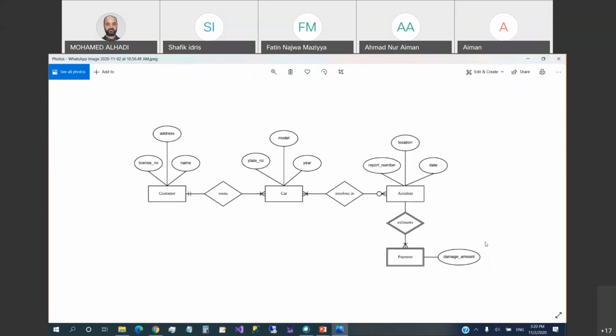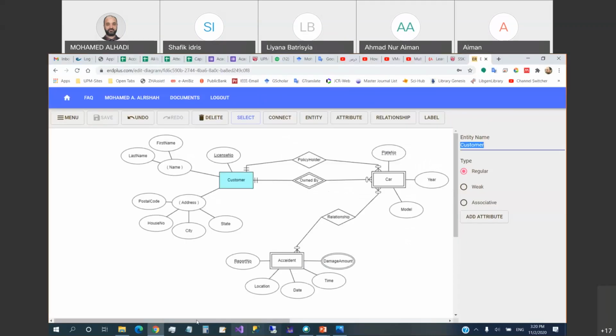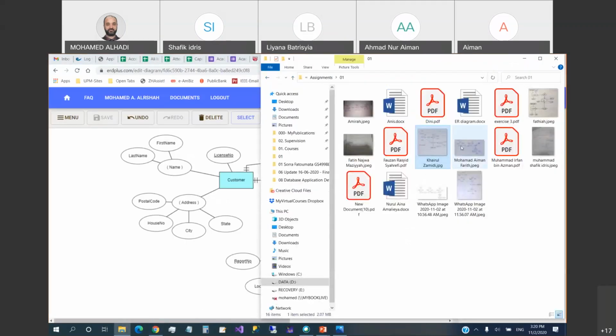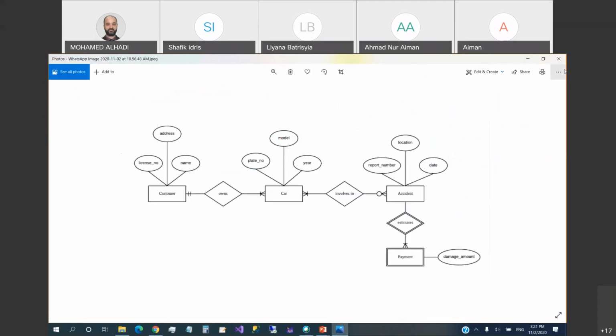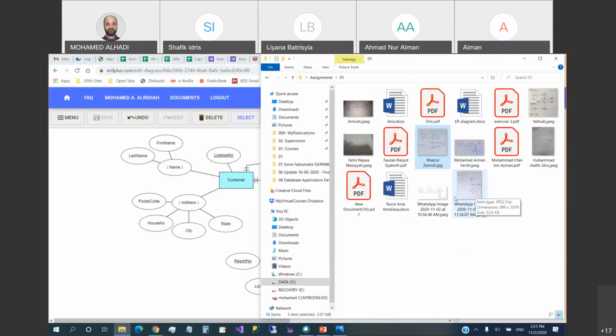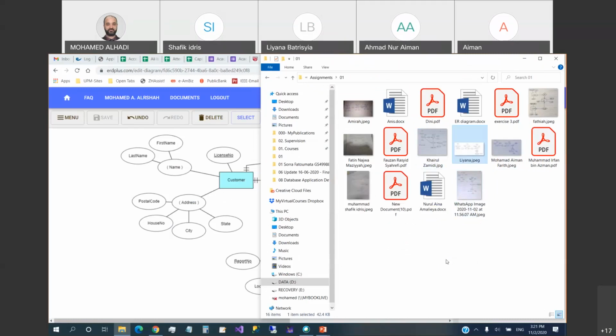Okay, this one belongs to who, guys? Me. Okay, what's your name? Liana. Liana, where is your diagram, which one? The second last one. This one. Okay, Liana.